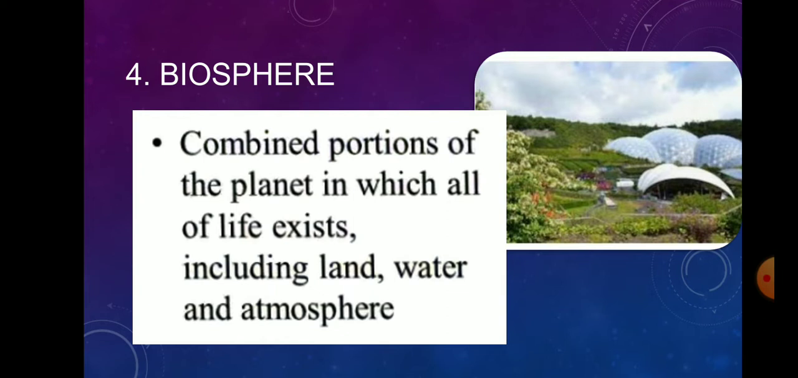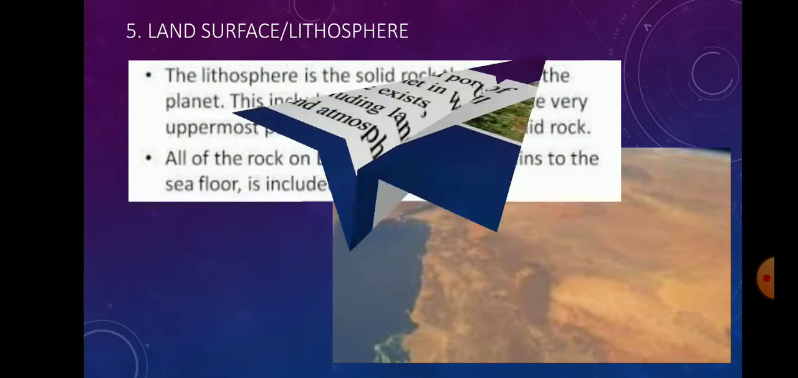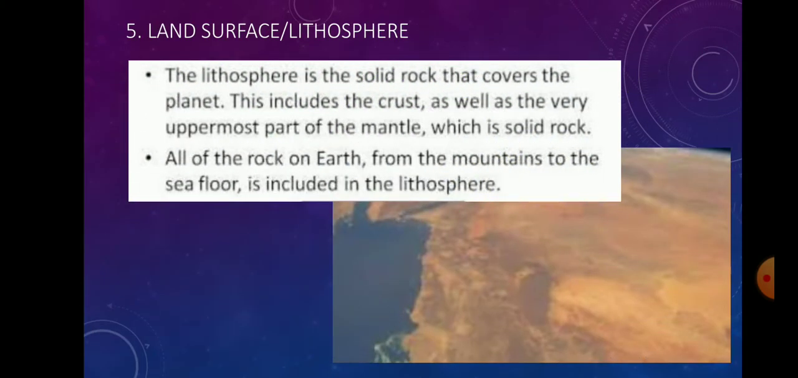Let's talk about the last type, land surface or lithosphere. Lithosphere is the solid rock that covers the planet. This includes the crust as well as the very uppermost part of the mantle, which is solid rock. All of the rock on Earth from the mountains to the seafloor is included in the lithosphere.